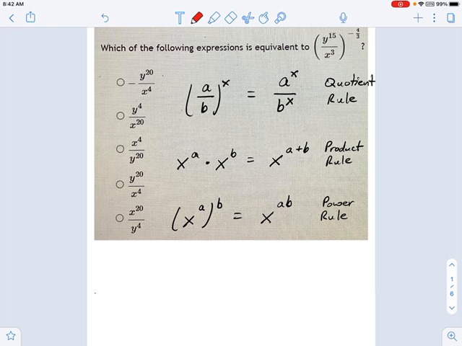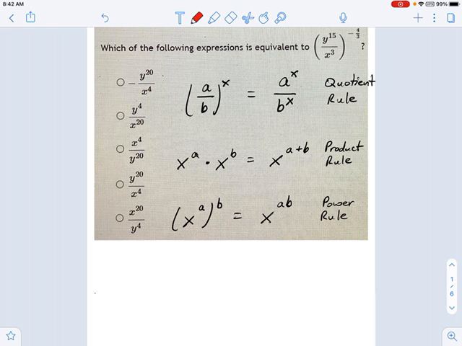We need the quotient rule, and we need the power rule. I don't think we're going to be using the product rule at all, but who knows, you might be able to figure out some way. Quotient rule, you can see, is going to be useful because this tells you how to handle a fraction on the inside of a parentheses with an exponent on the outside. And we've got some of that to deal with.